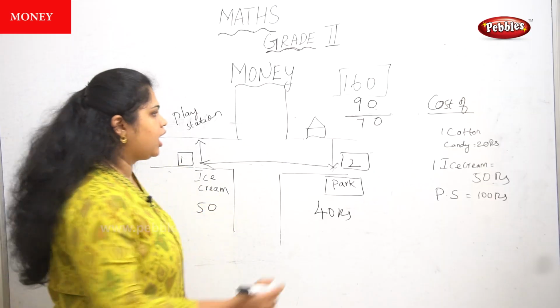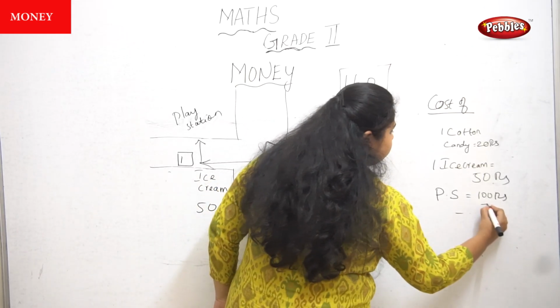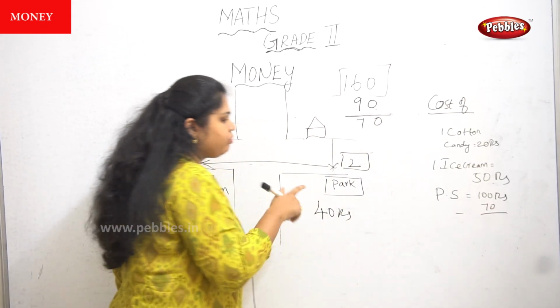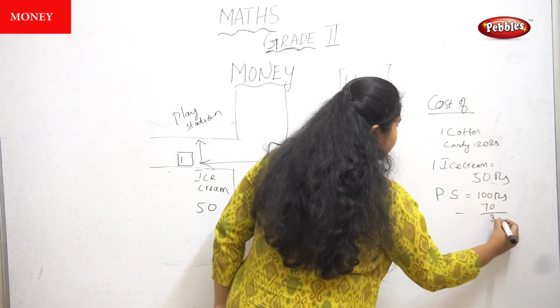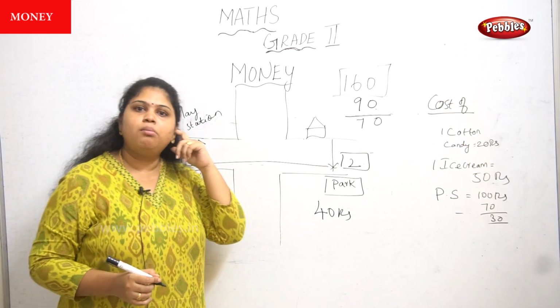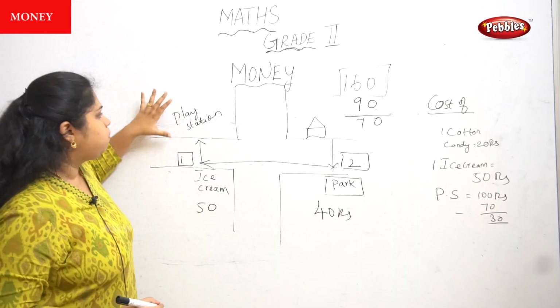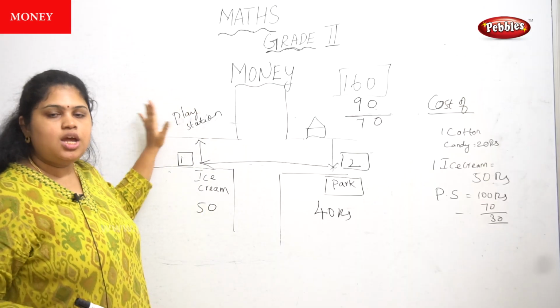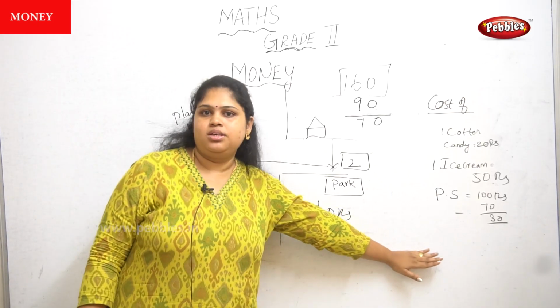30 rupees. How will you calculate? The cost of one game is 100 rupees. You have 70 rupees. Now the balance needed is 30 rupees. So you are going home, and how much will you ask your mother? 30 rupees. Isn't it? So 30 rupees is enough. So to play a game in the PlayStation, how much balance do you need? You need 30 rupees.